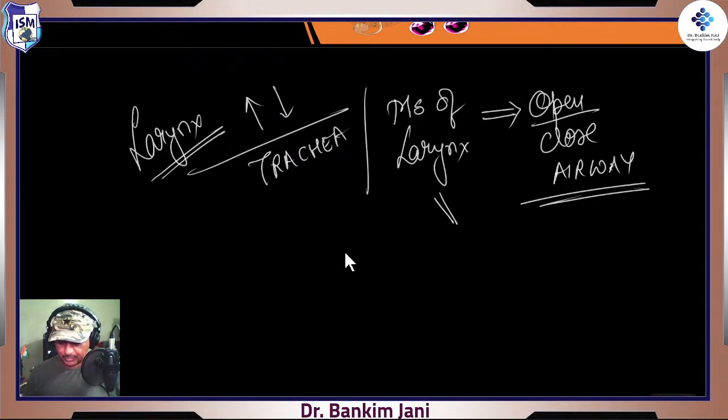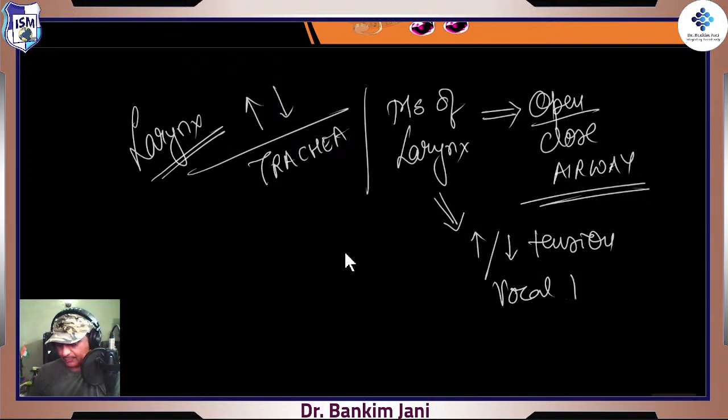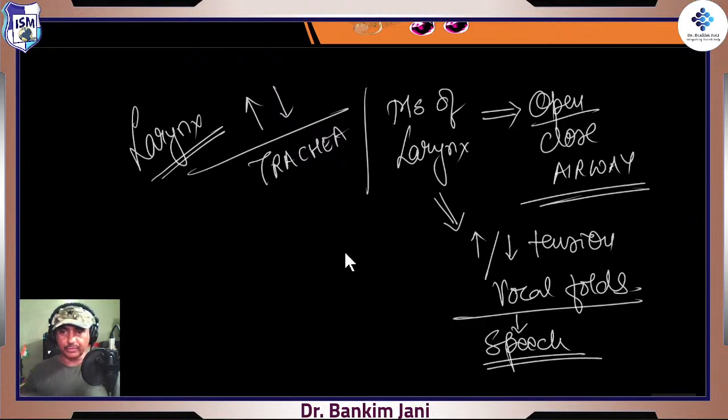Second thing, for the proper production of speech, right, we need to increase or decrease the tension of those vocal folds. We'll see these vocal folds, how exactly they work, right? But that is what gives the speech. All those variations, right? Variations in the speech, voice, all those things, they are because of this well orchestrated system.